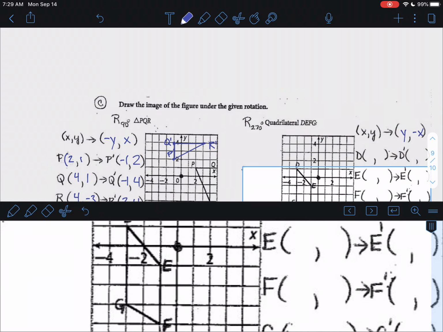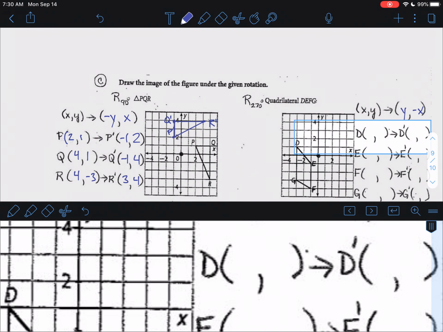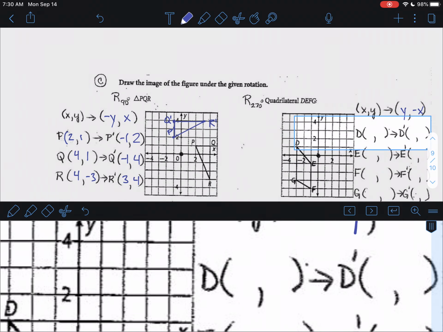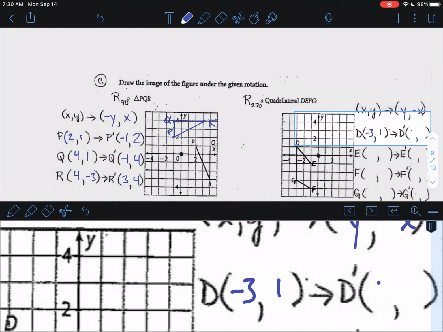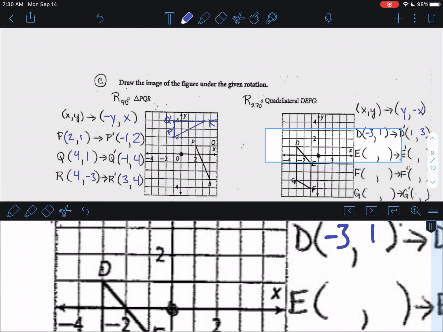All right, so let's see. Starting with the point D, D is at (negative 3, 1). When we change this to (y, negative x), my y value here is 1, and my x value is negative 3. So negative 3 becomes positive 3. That means D prime is at (1, 3), which is right up there.